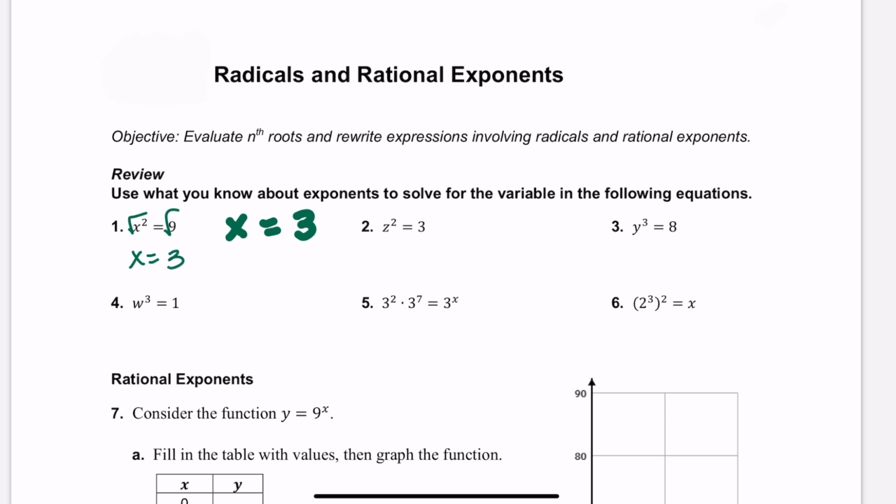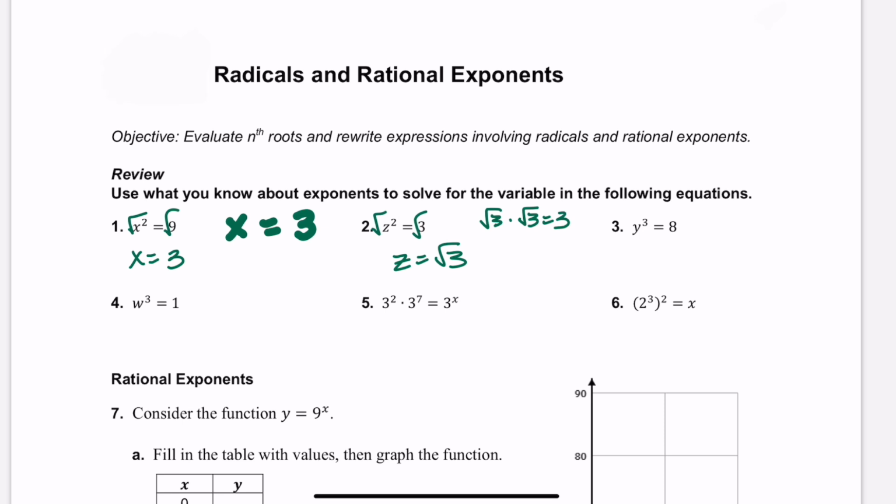Now, looking at number 2, if I have z squared equals 3, there's not a real nice solution for 3. So the opposite of squared is square root, and we are going to have z equals the square root of 3 would be the solution that would multiply by itself to equal 3. So square root of 3 times square root of 3 equals 3.